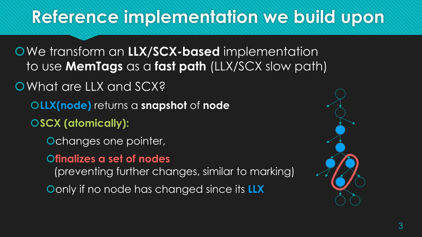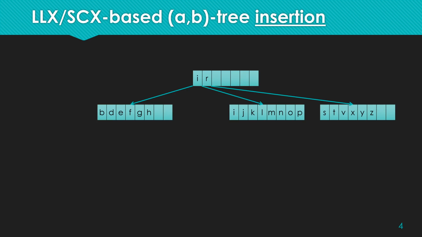You select a subset of those nodes that you LLX'd that you'd like to replace and finalize. You create new replacement nodes, and you use an SCX to atomically finalize those old nodes, remove them from the data structure, replace them with the new nodes that you created, and do all of those things only if none of the blue nodes have changed since you LLX'd them. So this helps you do atomic data structure updates. And this design pattern is what the LLX and SCX-based A-B tree does.